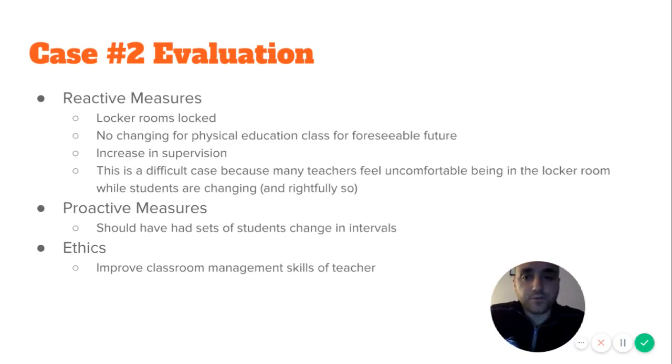But I thought this was a difficult case because in this day and age, many teachers feel uncomfortable being in the locker room while students are changing, rightfully so. And many students also feel uncomfortable having an adult in there while they're changing. So this is kind of a slippery slope here. Proactive measures: you could have had the students, when they're unruly, change in intervals. 10 students go, then they come out, then another 10 go in. That might help. But the ethics, we just got to improve classroom management skills of the teacher, and always ask for help. If they're being unruly, call somebody in and let a principal speak to them.